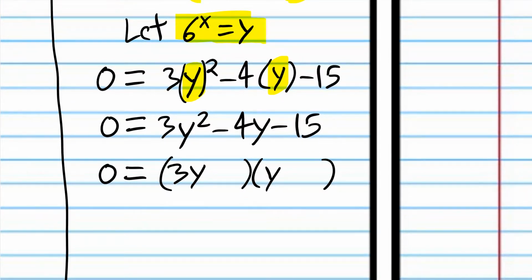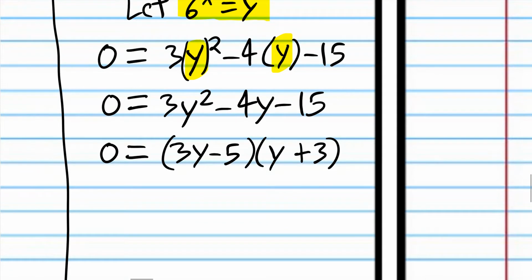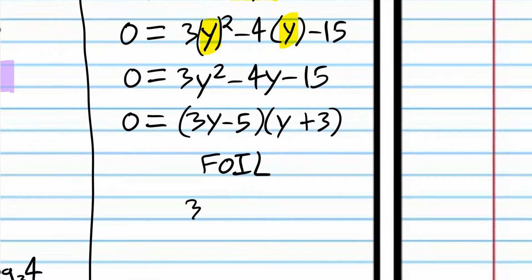Then we ask what two numbers multiply to negative 15, and I'm going to try negative 5 and positive 3. We might have to switch these numbers. I'm not sure. As usual, you're going to ask what two numbers multiply to negative 15, but they're not necessarily going to add up to negative 4 because this 3 here messes things up. Remember, we learned that in previous classes. So now I'm going to do FOIL. Remember the FOIL acronym to help us. 3y times y is 3y squared. 3y times 3 is 9y. Negative 5 times y is negative 5y. And negative 5 times 3 is negative 15.